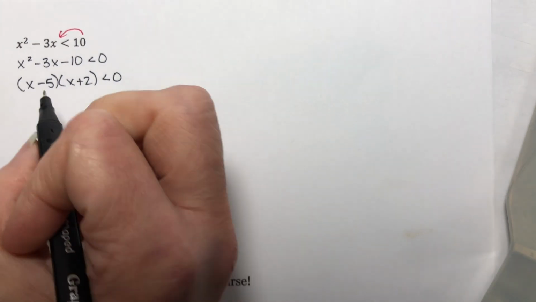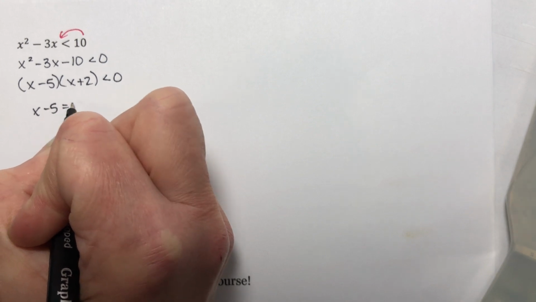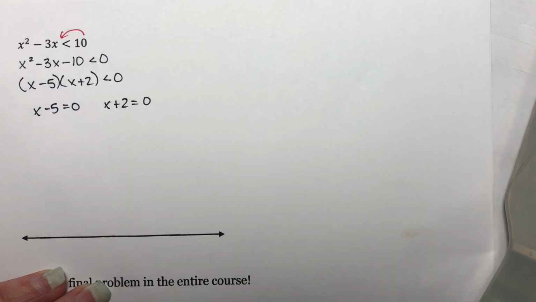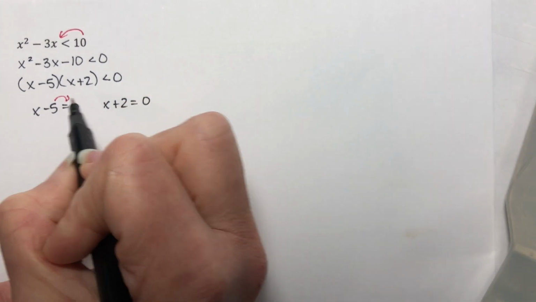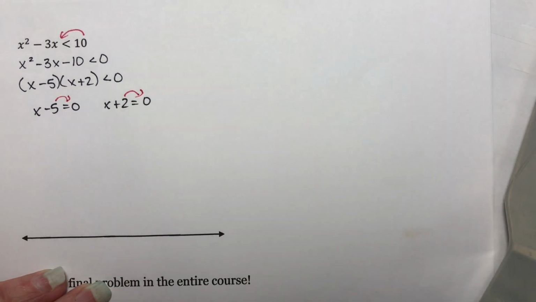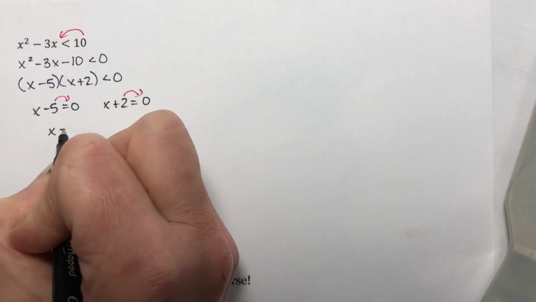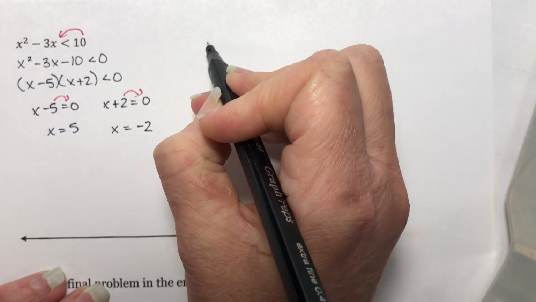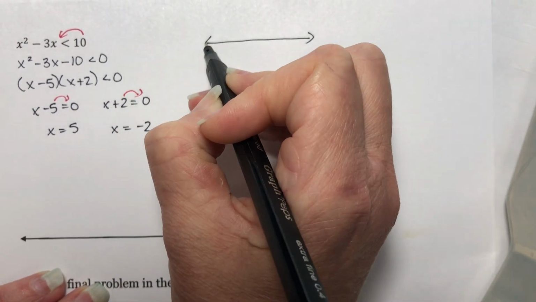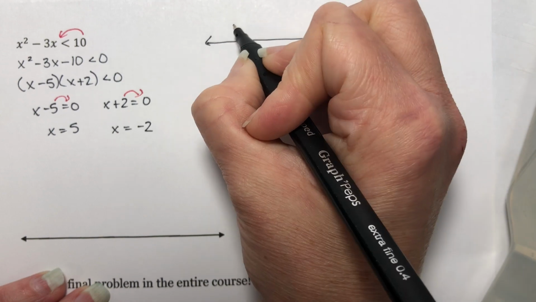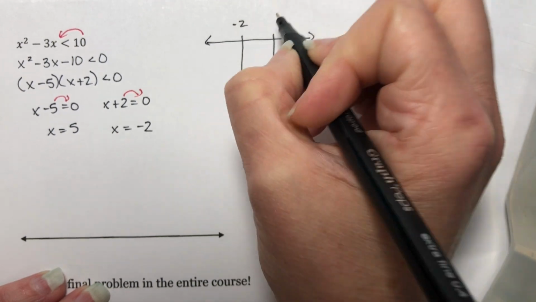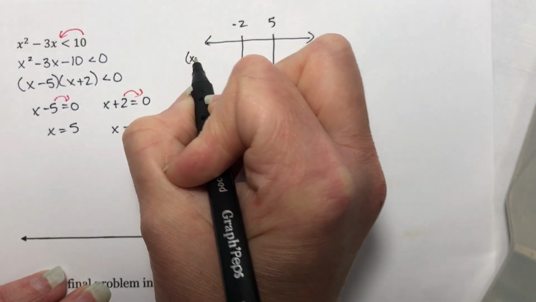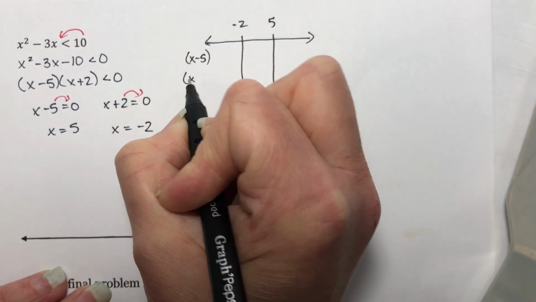Now set each of these equal to 0. x minus 5 equals 0, or x plus 2 equals 0. Add 5 to both sides, subtract 2 from both sides, and you get x is equal to 5, or x is equal to negative 2. So let's put these numbers on the chart. I have a negative 2, and I have a positive 5. And then my two factors are x minus 5 and x plus 2.